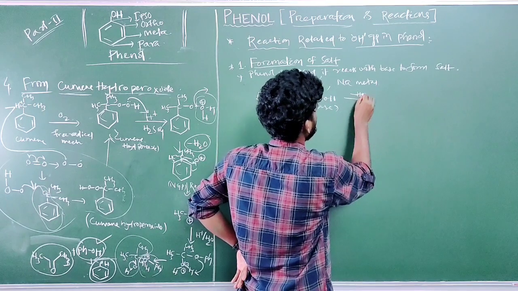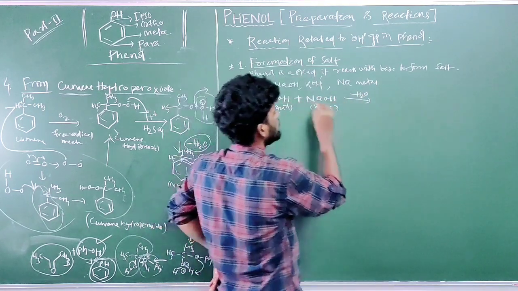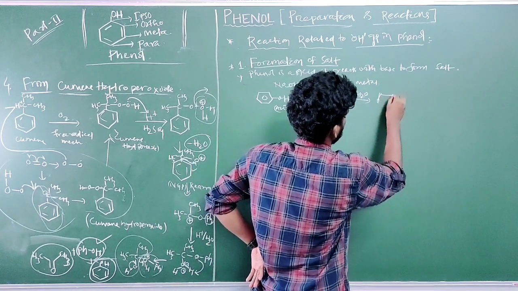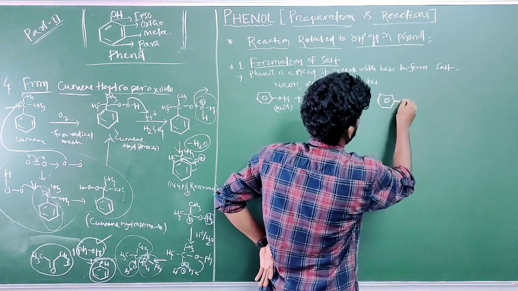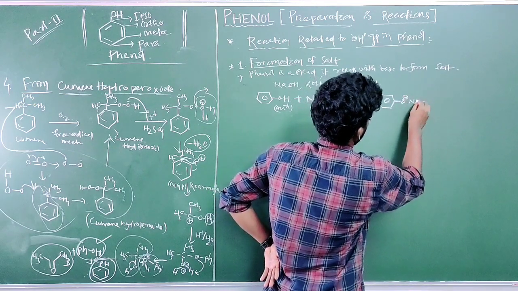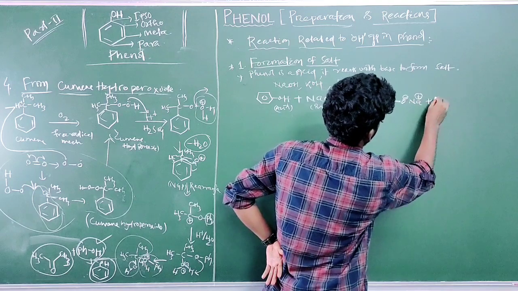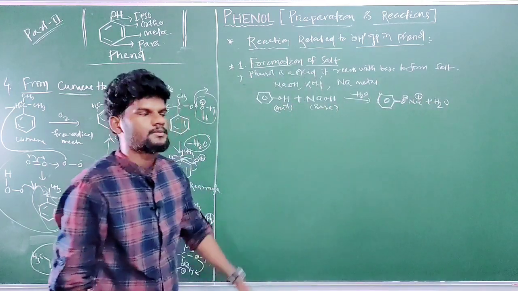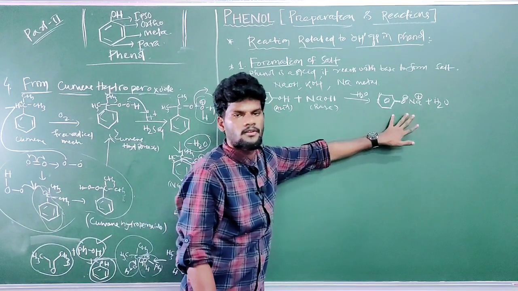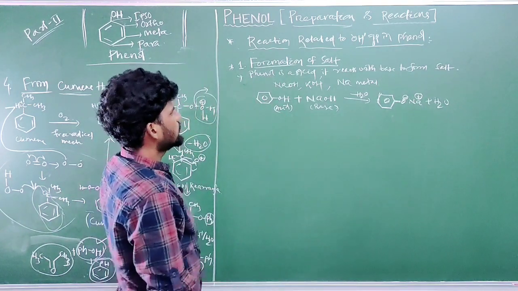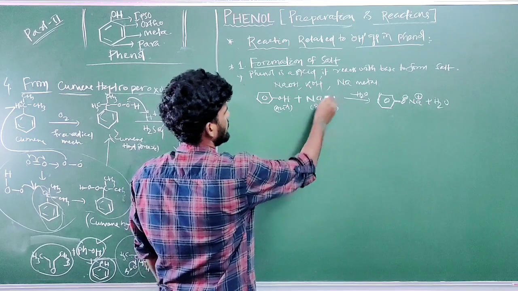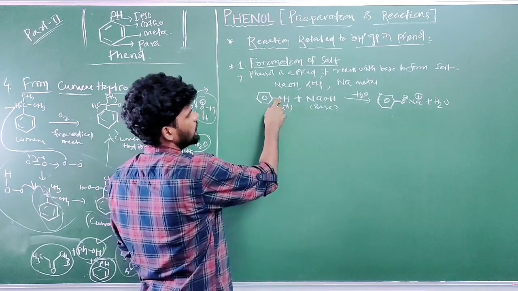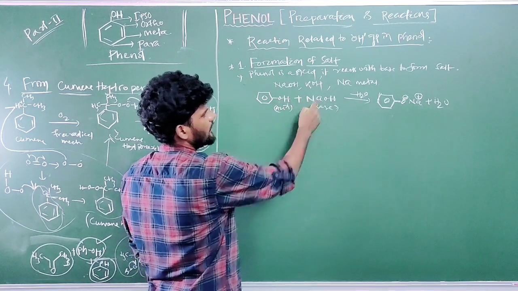Water releases, OH water releases, forming the salt O minus Na plus, sodium plus water. Sodium phenoxide ion. What? This salt is named sodium phenoxide. So the reaction mechanism, all of you know: the base takes the hydrogen from here, then O minus, with the counterpart Na plus.